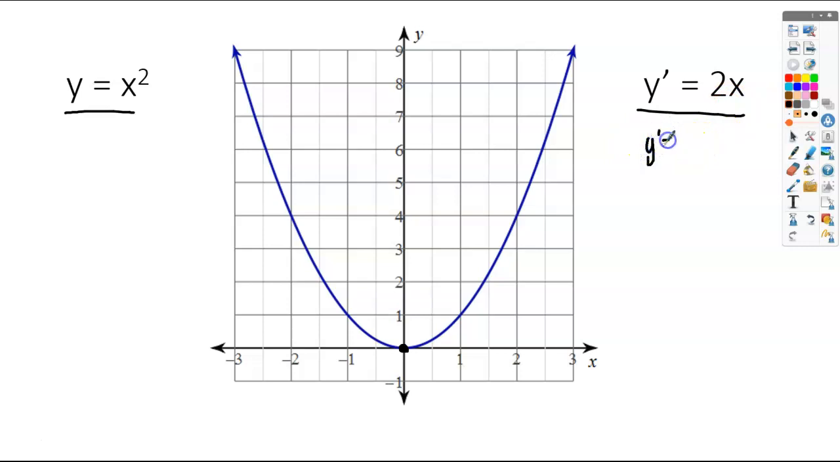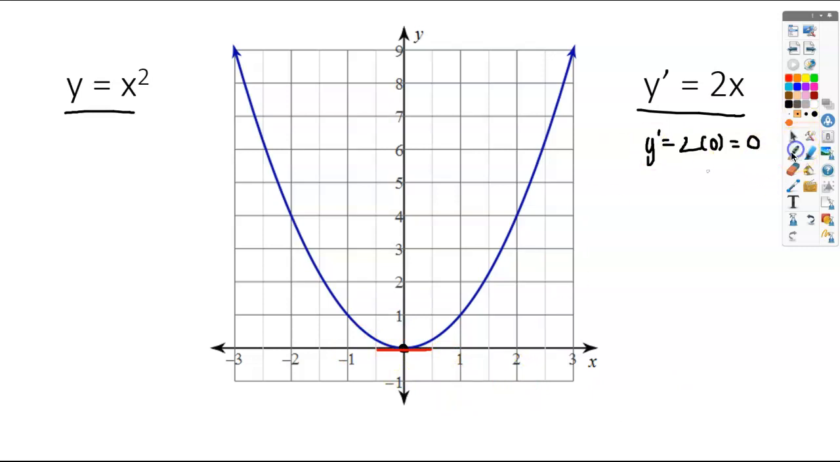Now, if you were to plug 0 into the derivative, you're going to get 0. And what that means is that the slope at that point is 0. Do you guys remember what a 0 slope looks like? A 0 slope is a horizontal line. So the tangent line to the quadratic at this point would be a horizontal tangent line represented by that little blue line I just drew there.